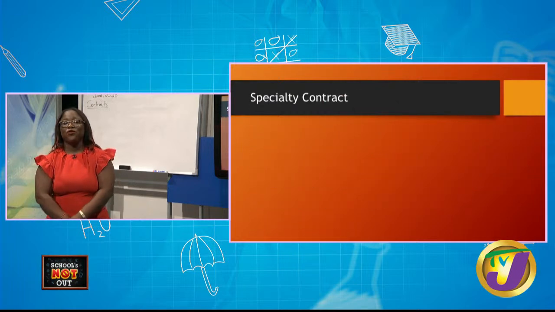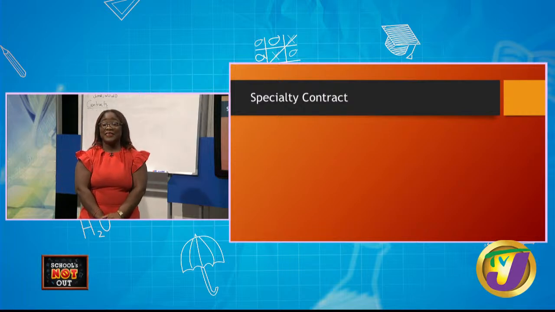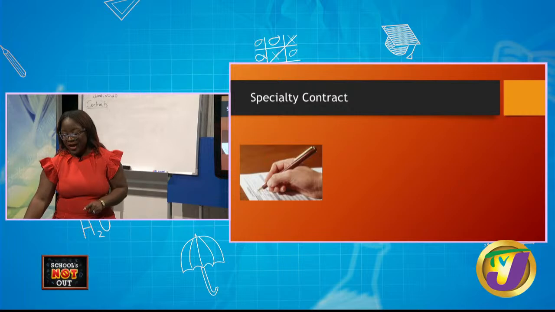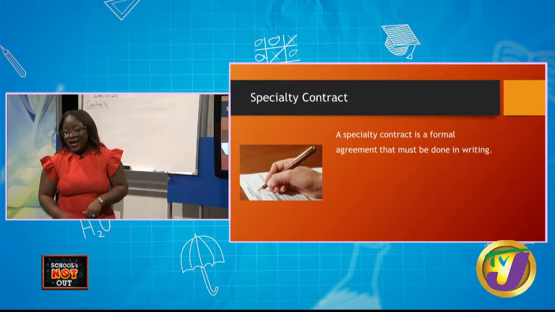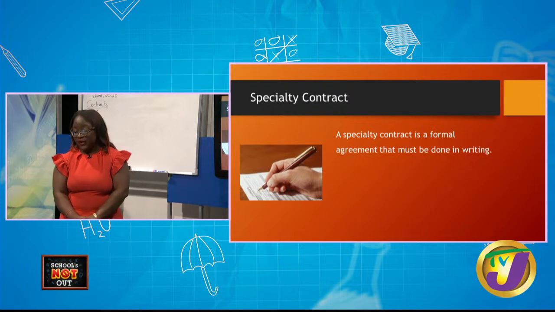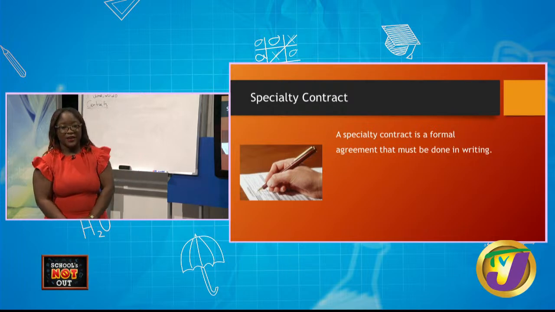Now, if you remember when we started, we said that a simple contract doesn't need to be something written. It can be written, but it can be something that is expressed orally. However, with a specialty contract, let's look at why we refer to it as a specialty contract. A specialty contract is formal. It's a more formal agreement and it must be done in writing.